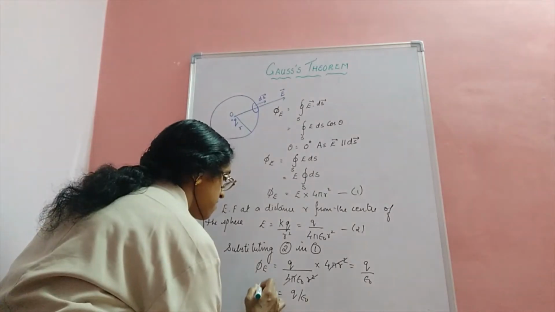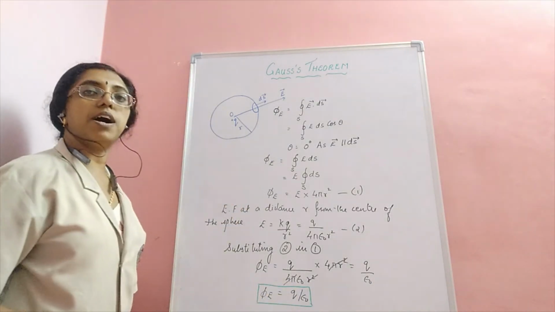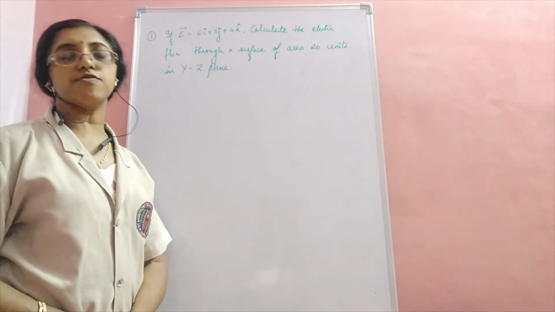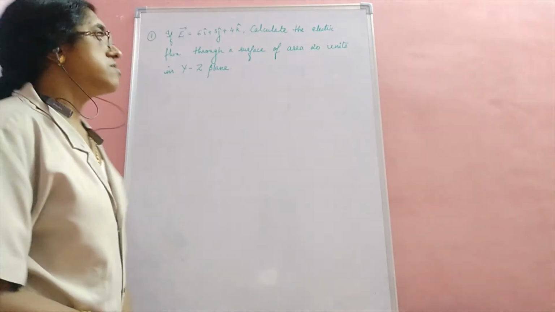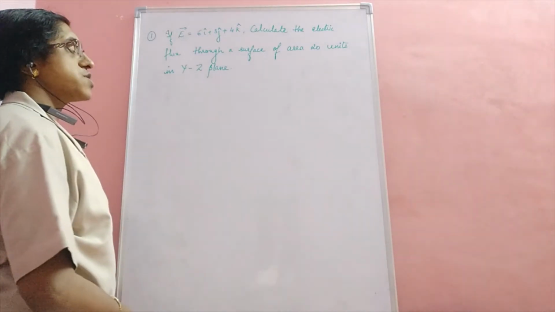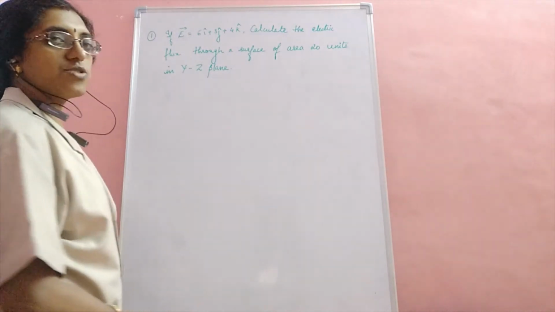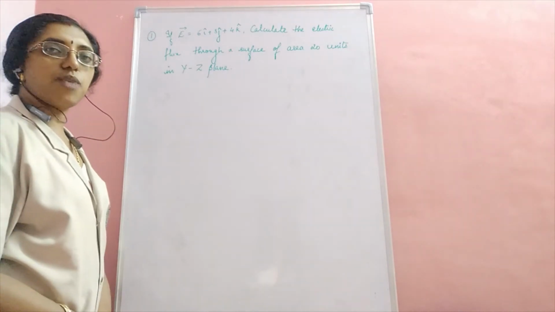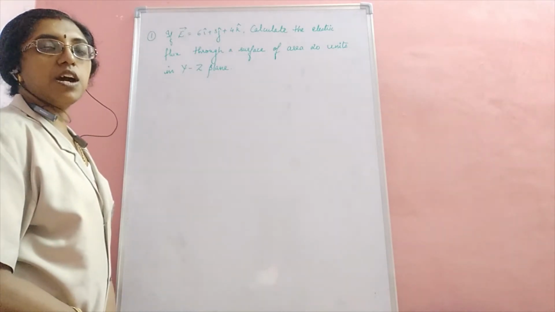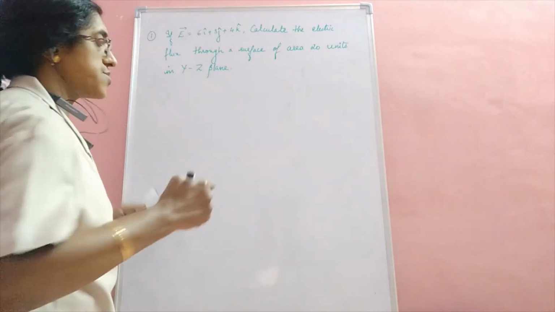Now, if there were a number of charges, then we could have represented it as q net by epsilon naught. Moving on to the application of Gauss theorem, we'll deal with one of the numericals of Gauss theorem. Here, if E vector is equal to 6i cap plus 3j cap plus 4k cap, calculate the electric flux through a surface of area 20 units in the YZ plane. Children, it's a YZ plane. As it's a YZ plane, the normal to that plane will be along the x direction. So the area vector would be along the x direction.